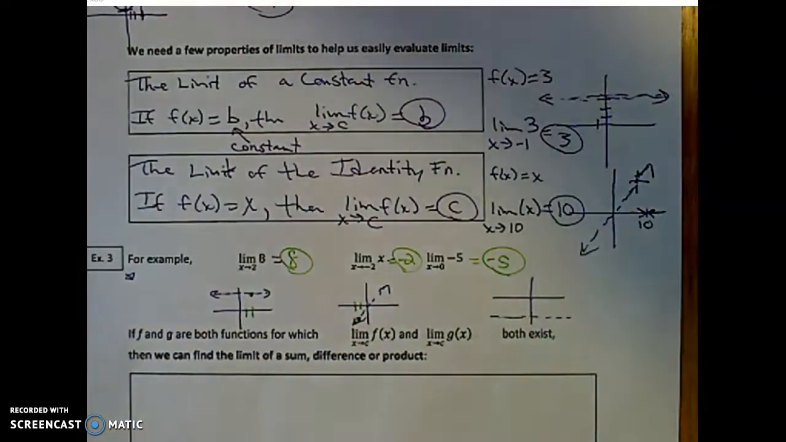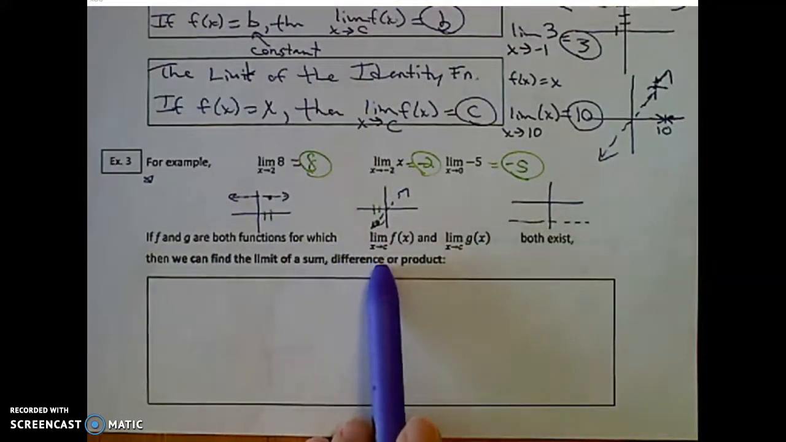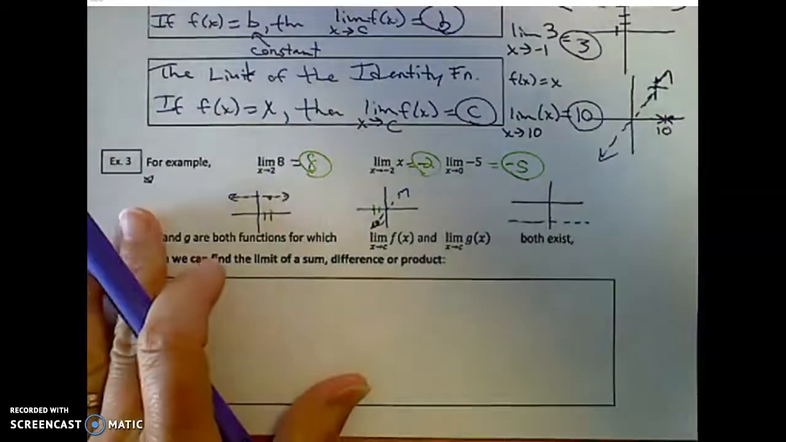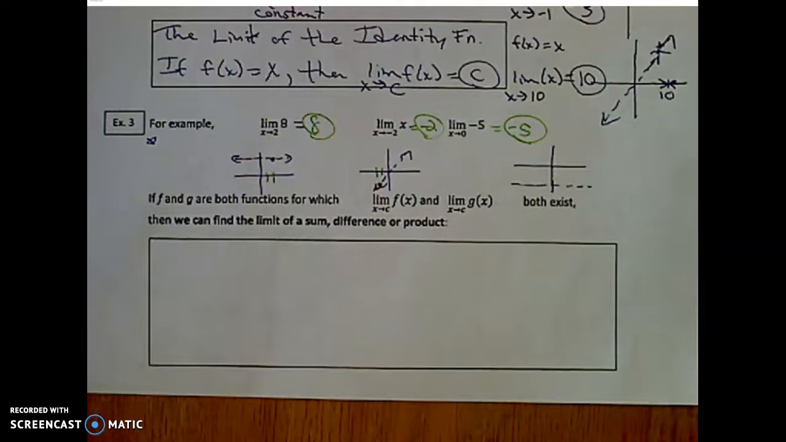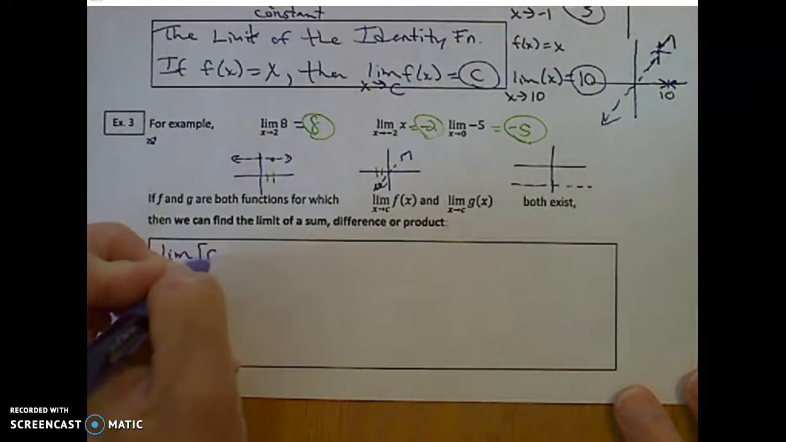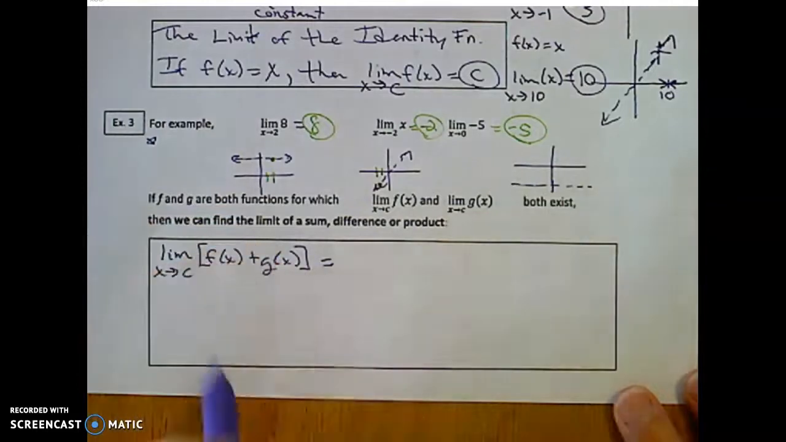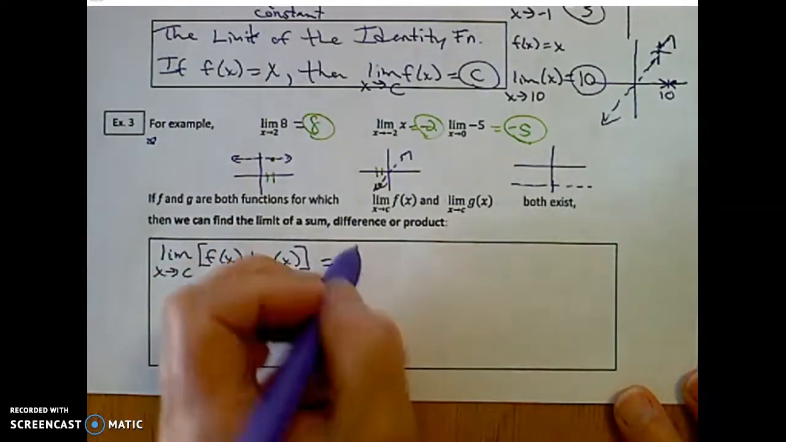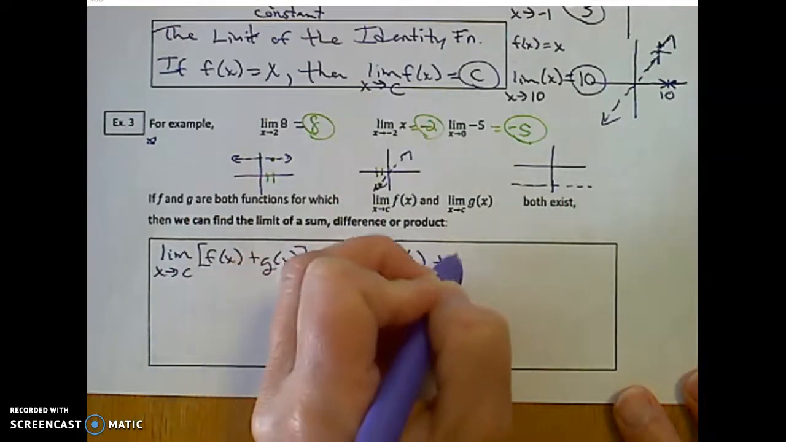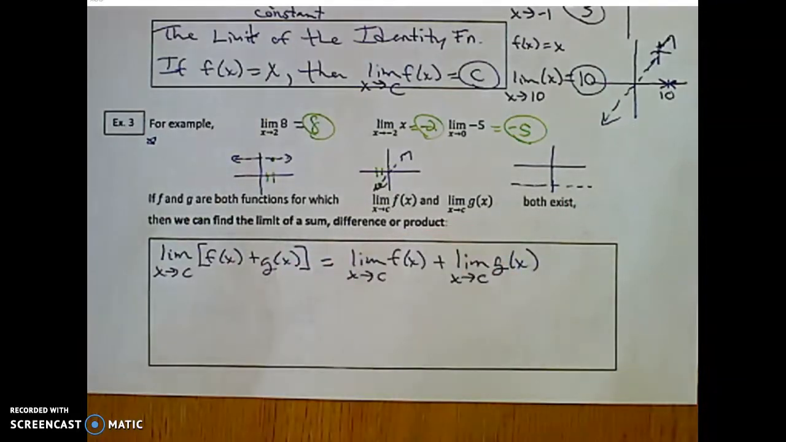Alrighty, a few more algebraic properties of limits. Let's say we have two different limits: a limit of a function f of x as x approaches some value, and a function g of x as x approaches that same value c. If both of those limits exist, and we have the limit as x approaches c of f of x plus g of x, I can separate that sum into two separate limits. That's the same as the limit as x approaches c of f of x plus the limit as x approaches c of g of x. So I can evaluate those limits separately.